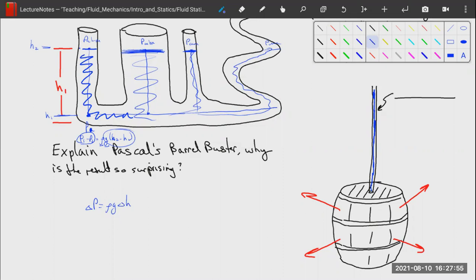But we know that within this tube, the pressure, P1 minus P2 is equal to rho g (H2 minus H1). So as H2 rises, where point 1 is here and point 2 is up there, as point 2 rises as we fill this capillary tube, the pressure at point 1 is going to rise, because the pressure at point 2 is always going to be atmospheric pressure because it's open, right? And eventually you're going to reach the yield strength of the wood that was used to make the barrel, and it's going to crack.